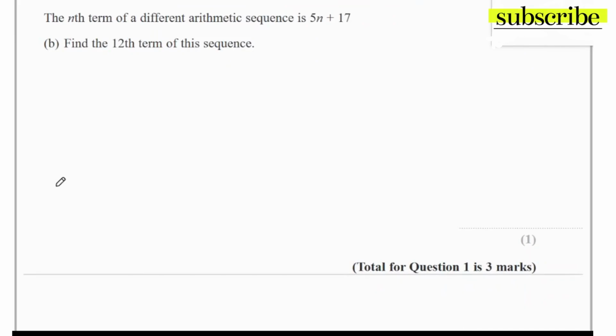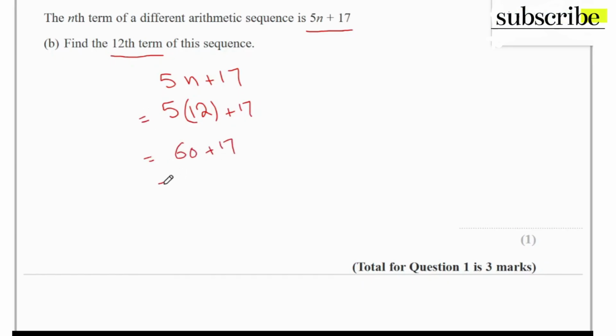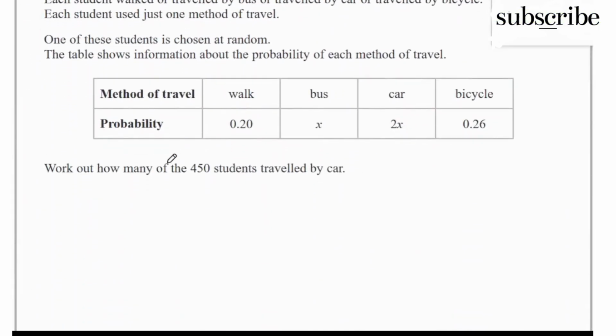Part B says the nth term of an arithmetic sequence is 5n plus 17. Find the 12th term of this sequence. This is a 1 mark question. So in 5n plus 17 we're going to replace n with 12 because we're looking for the 12th term, and then plus 17. 12 times 5 is 60. 60 plus 17 is 77. 1 mark question. Okay, let's see question number 2 now.